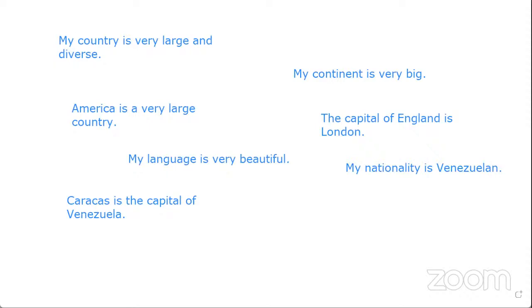We have here: land, continent, city, capital, nationality, language, country. What else? Oh, we used one with land. No, we haven't used one with land. Valeria put one with land. Thank you, Valeria. Australia is the land of angles.